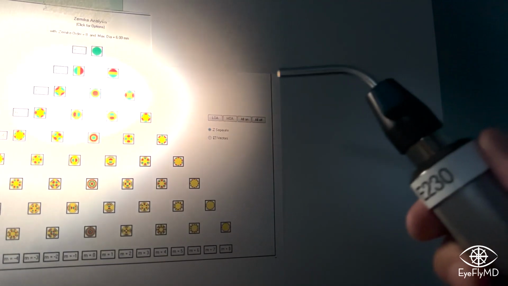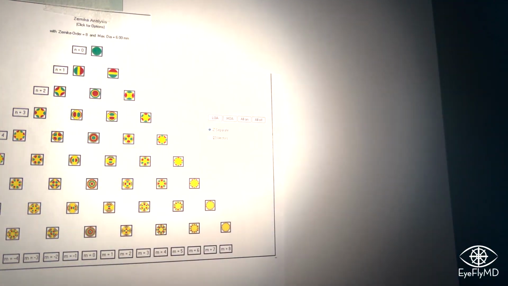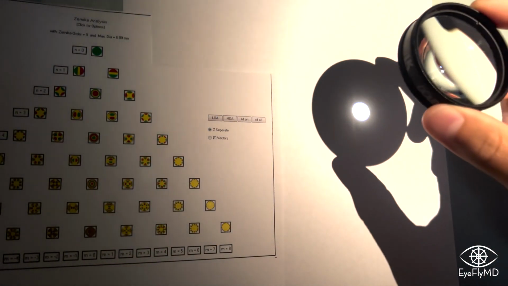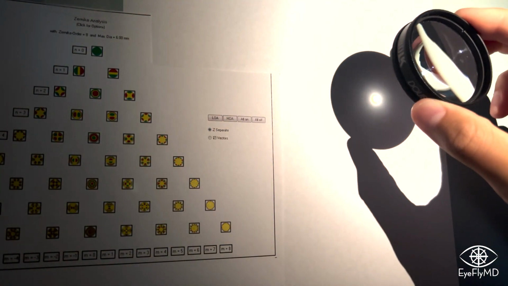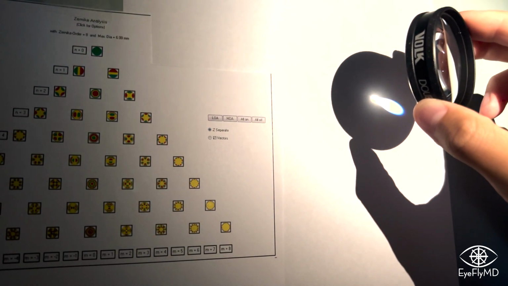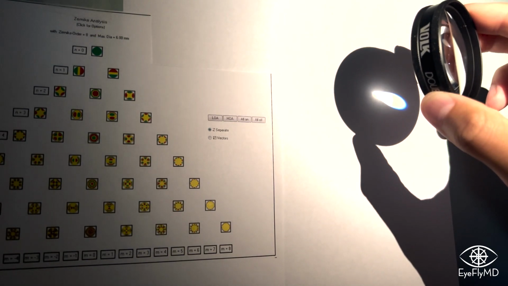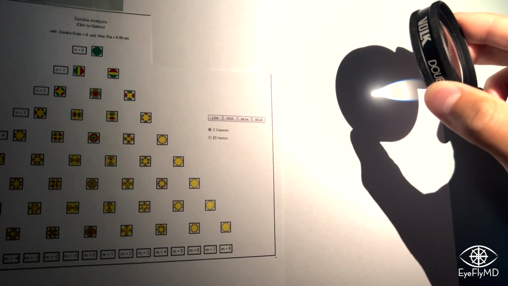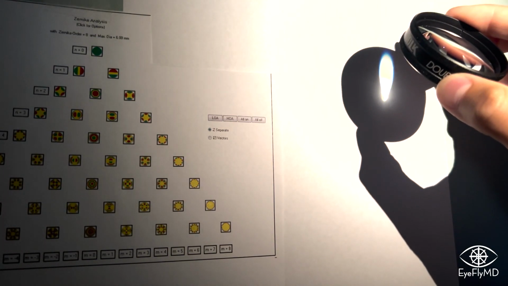Now moving on to the higher order aberrations, the major third order aberration includes coma, which we can demonstrate by focusing light onto a single point using that lens again. And then if we tilt the lens around, we can induce this comet tail to form, which is why it's called coma. You can think of causes for this like decentered ablations on laser refractive surgery, for example.